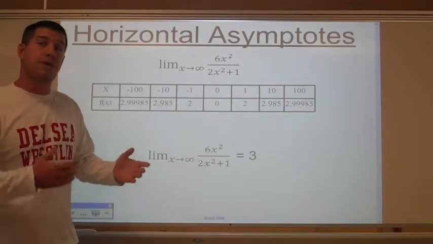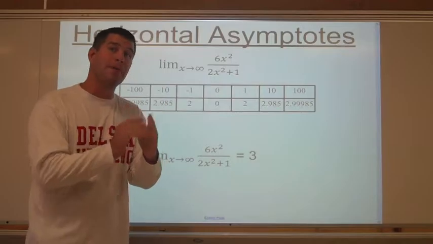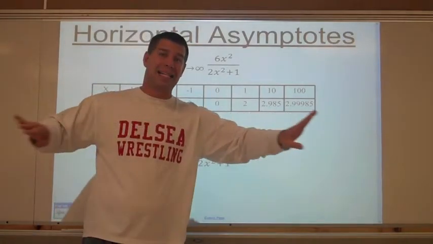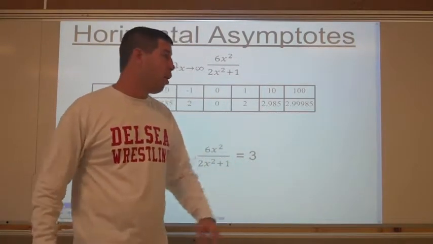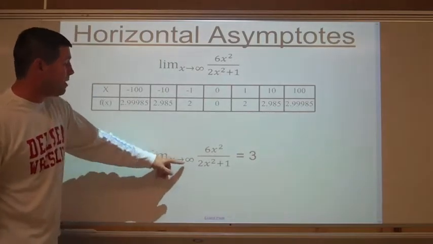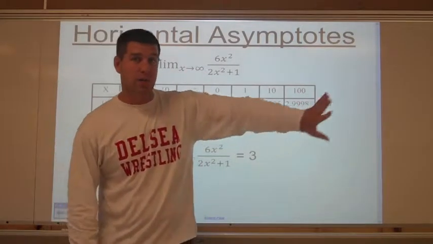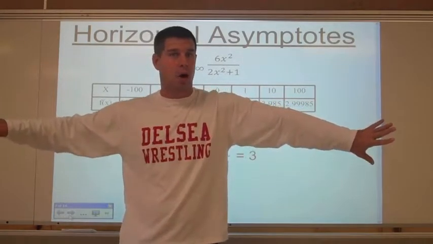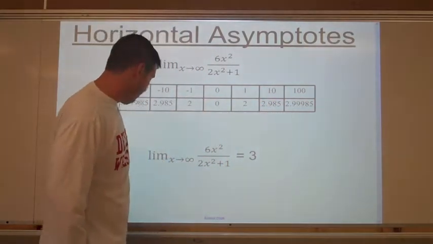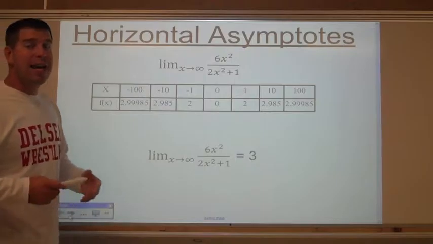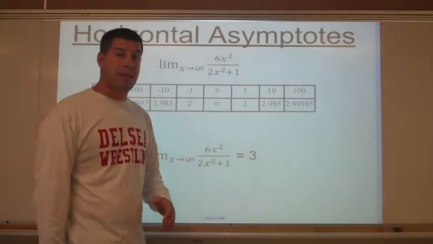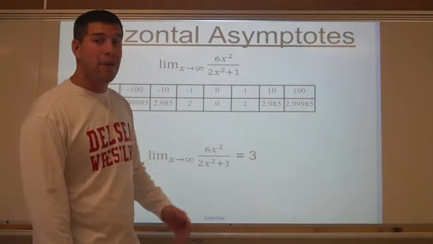So that's the difference between vertical asymptotes as x approaches the number and horizontal asymptotes as x goes to the end. So you get big or small. So the limit as x approaches infinity of this function is 3. As x gets really, really big or really, really small, the value is going to 3. So there's a tabular approach, but there are also algebraic methods to find these limits or to find the horizontal asymptotes.